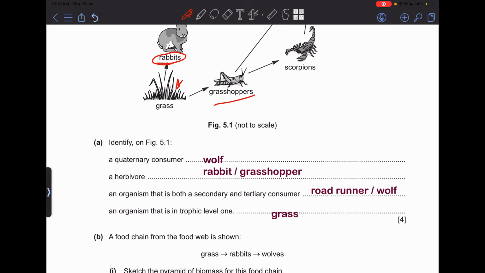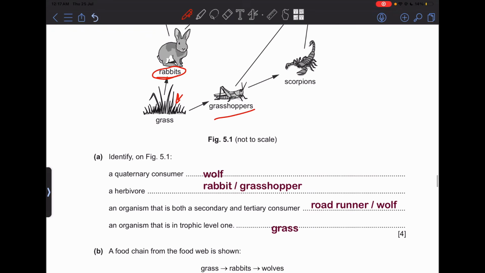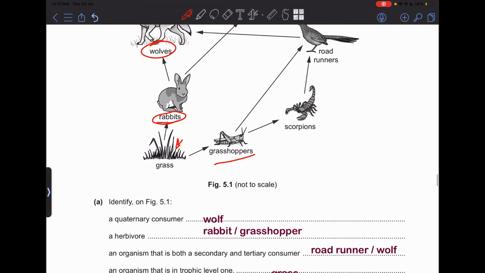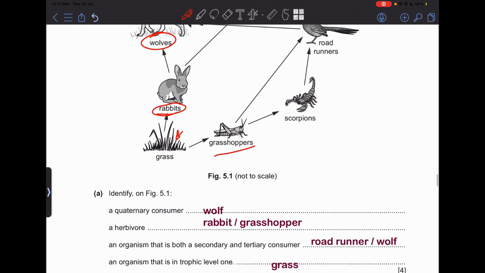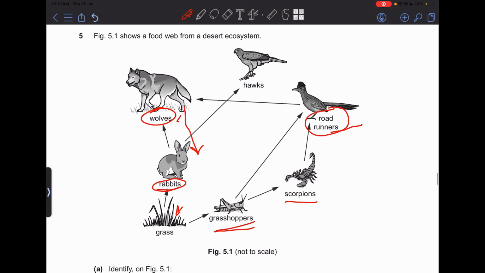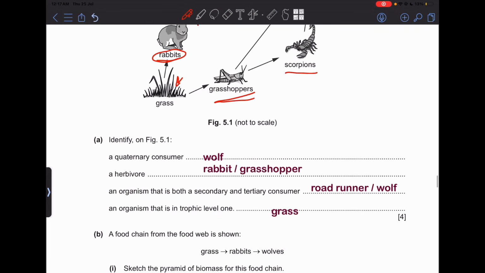An organism that is both a secondary and tertiary consumer. This is the roadrunner or wolf. So that means it can be the secondary or tertiary at the same time. This is the roadrunner, which is this one, and also the wolf. They can be a secondary when they eat rabbits, or they can be a tertiary when they eat grasshoppers, scorpions, and then they eat the roadrunners. This means that they can be both. An organism that is trophic level 1, this is actually grass.